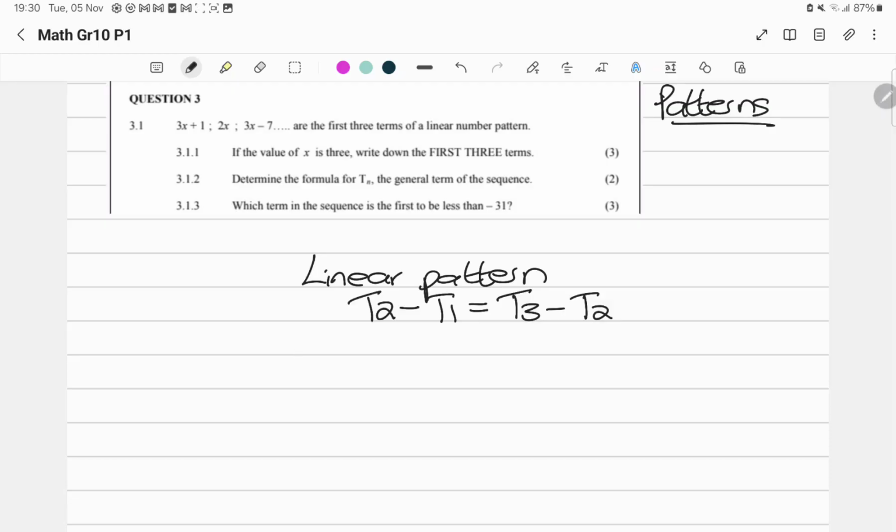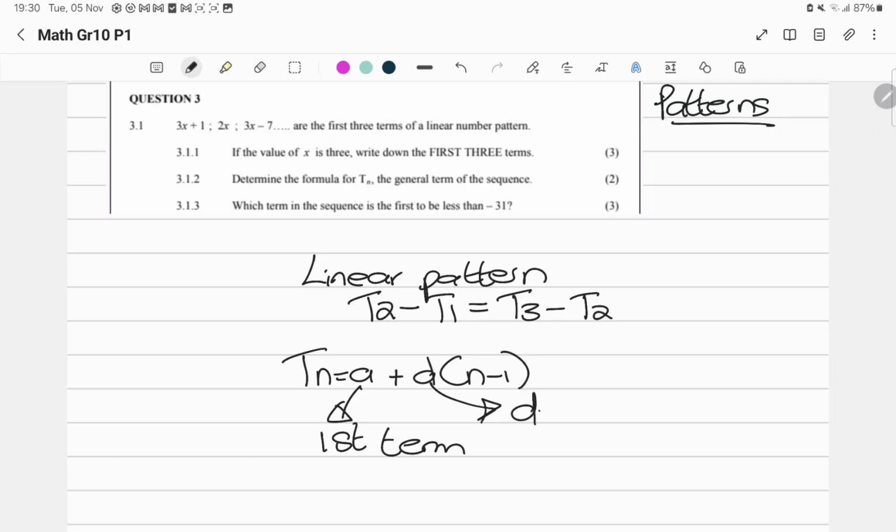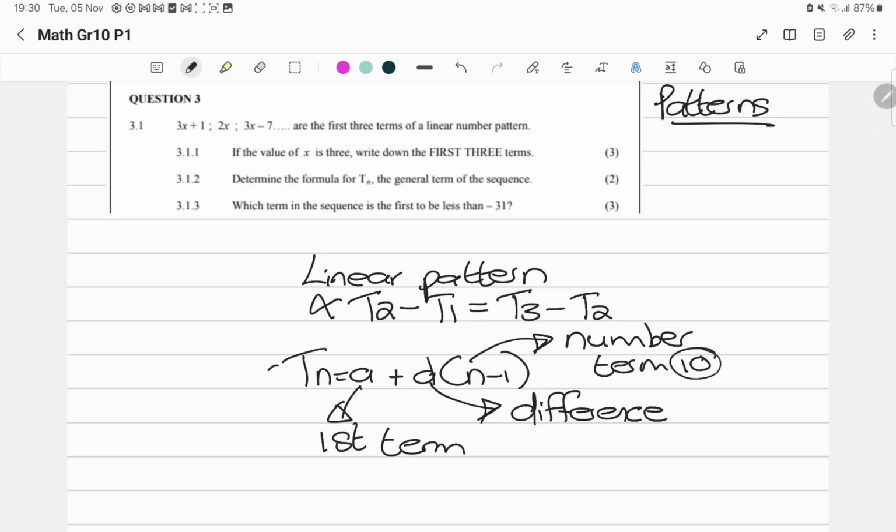Alright, so the formula for this is Tn equals A plus D bracket n minus 1. Remember your A is your first term, and D will be your constant difference. And then your n will be the number. So let's say I want to know what term 10 is equal to, then you will put a 10 into n. So you need to know these two formulas out of your head.